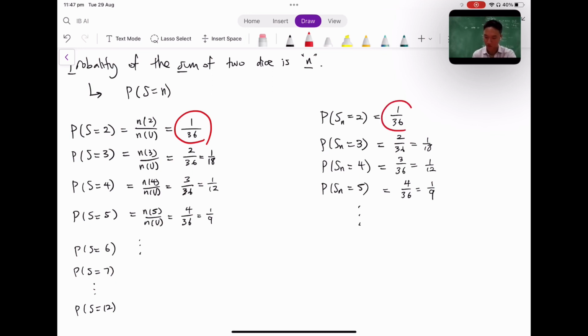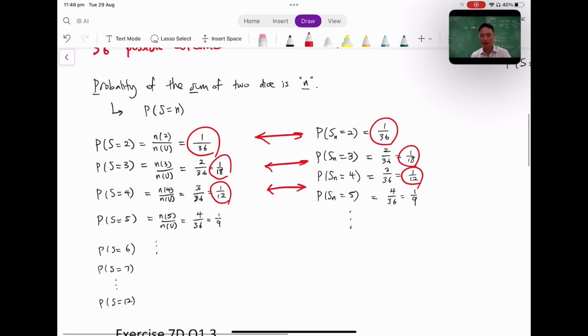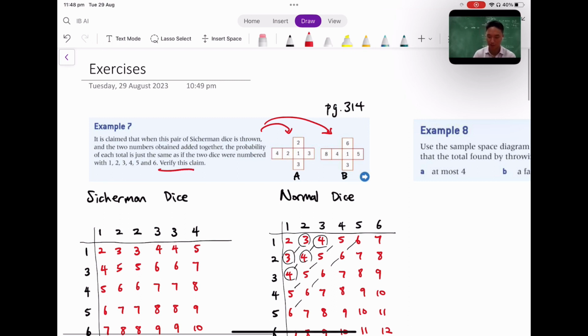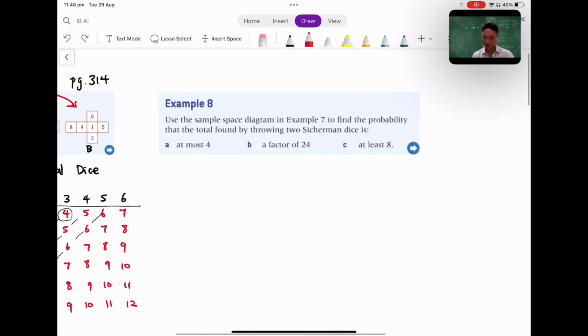We had 1 over 36, 1 over 36, 1 over 18, 1 over 18, 1 over 12, 1 over 12. So they are identical. So from that, we can verify that this claim has been verified. Now, let's move on to example 8.